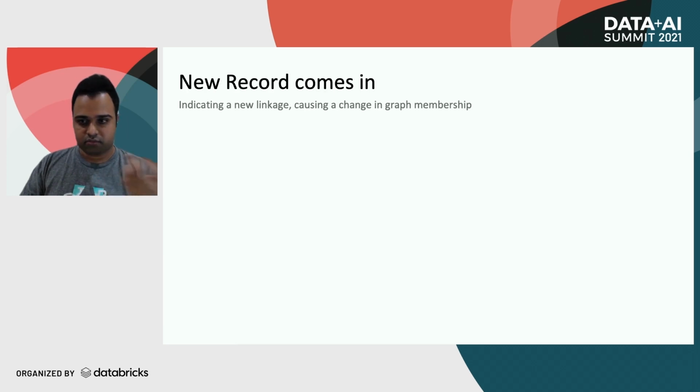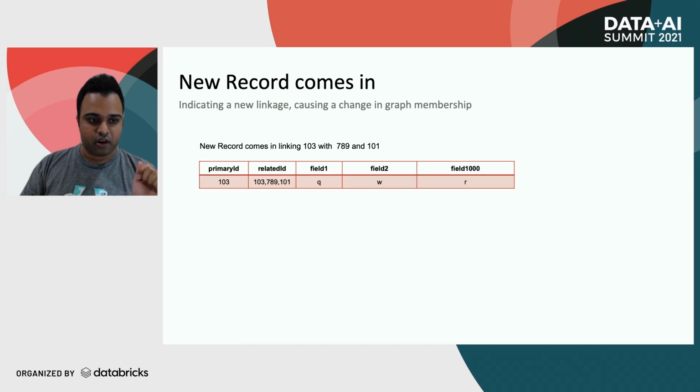Now, let's assume a scenario where a new record comes in, and this causes a new linkage, and this causes a graph change as a result of that. So this record is generated by this ID 103, and it links 789 with 101 along with 1103. We don't need to focus on the fields over here. The linkage is the main problem that we have.